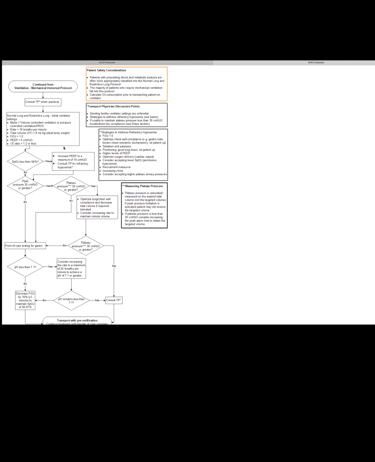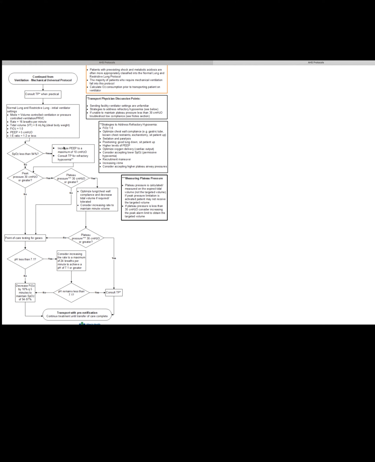And the IE ratio we set to 1 to 2 or less. Some of you may recall that in previous versions of this protocol, it said 1 to 2 or greater, and we realized later that 1 to 2 or greater would actually mean a ratio less than 1 to 2, which would be 1 to 1, and that's certainly not what we meant. What we meant was an IE ratio of 1 to 2 or 1 to 3 or 1 to 4, something like that. So that technically is less, but we had that in there the wrong way for a long time.